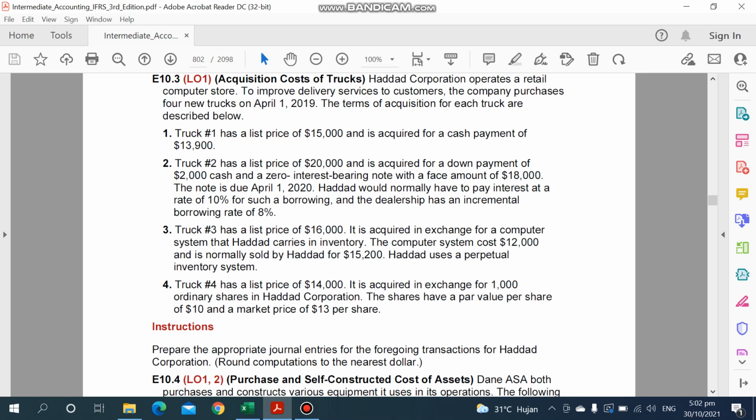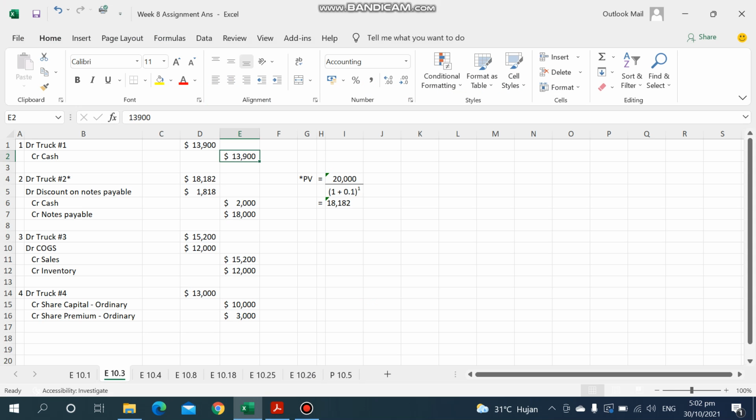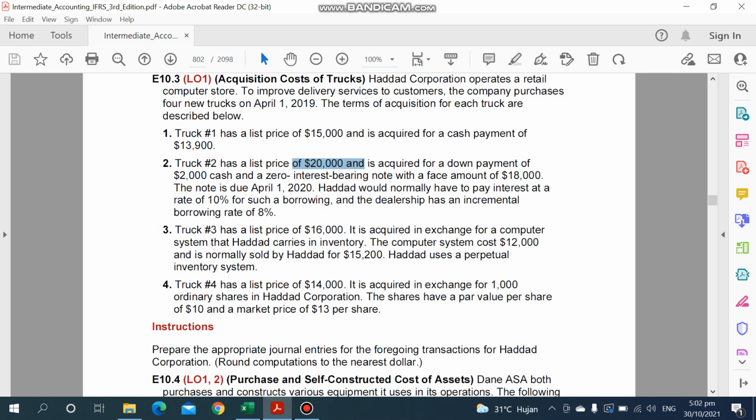Okay, so remember, if something like this happens, we need to calculate the present value rather than directly recording 20,000. So we calculate the present value of the truck, which is 20,000 divided by 1 plus 0.1 to the power of 1, because it is only 1 year. Why do we choose the 10%? Because this is what Haider Corporation normally would pay. So of course the company would use this interest rate rather than the dealership's incremental borrowing rate. That's why we use the 10%.